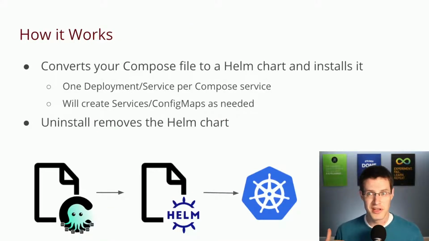The way that it works is that this Kubernetes backend converts, more or less, the Compose file into a Helm chart and then installs it. You'll see one deployment or service per Compose service. And then we'll also create, that should say secrets, any of the secrets or config maps or other things that you might need in order to deploy your application. And then whenever you do docker compose down, it simply uninstalls that Helm chart.